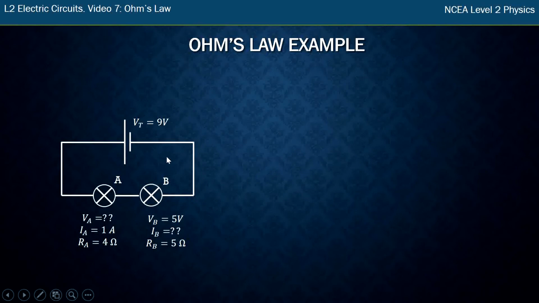We have the total voltage is given, 9 volts, and we've got some information here but some missing. So let's just say we wanted to work out the current through B. So I want to work out the current through B. Ohm's law is what I use.